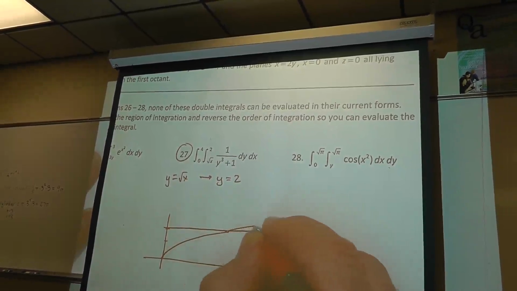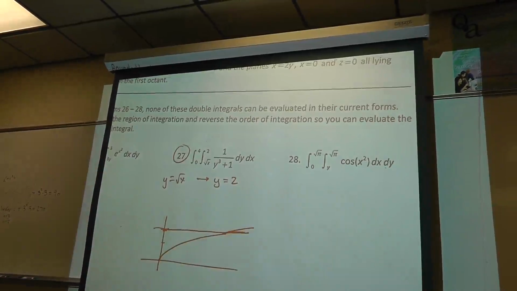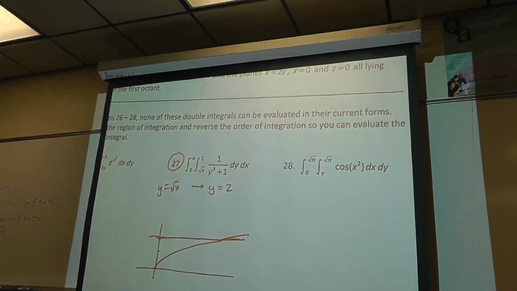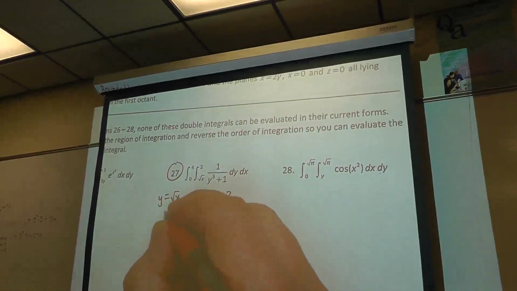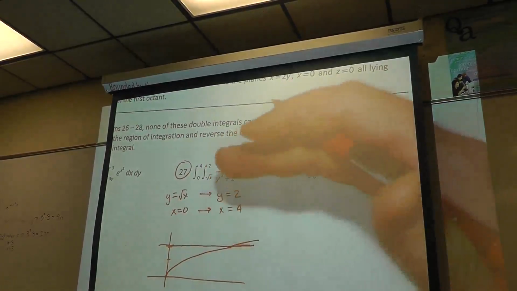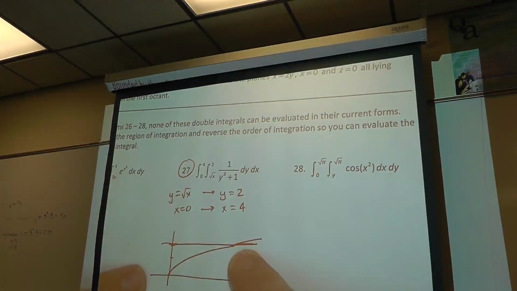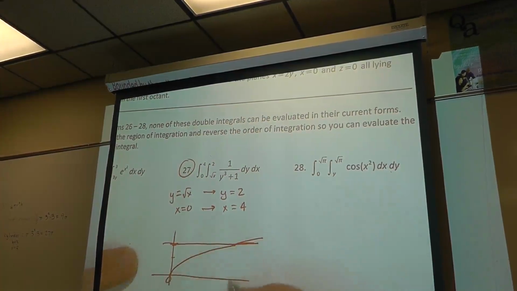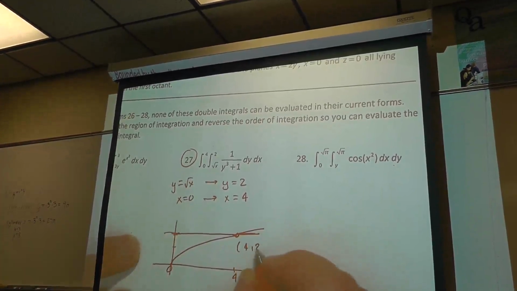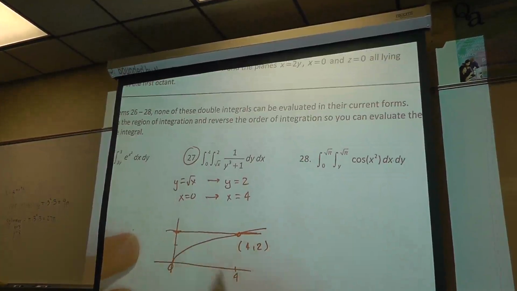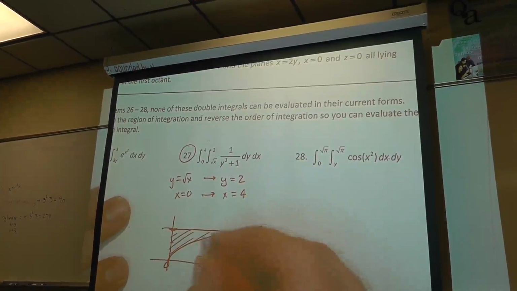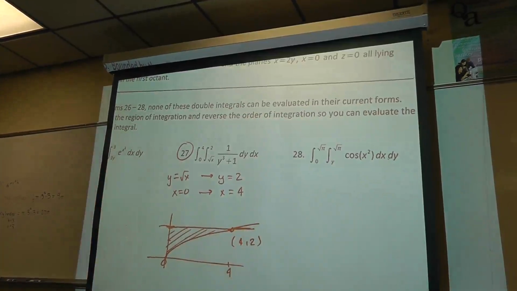When you overlap the graphs, you can kind of see a potential region there. When you cross-reference it with the x limits, x goes from 0 to 4. So when this region is flattened to the x axis, x equals 0 to x equals 4, and that happens to be the intersection point of the square root graph with the horizontal line. So your region of integration should look like this. And most of you who graphed it did graph it correctly.